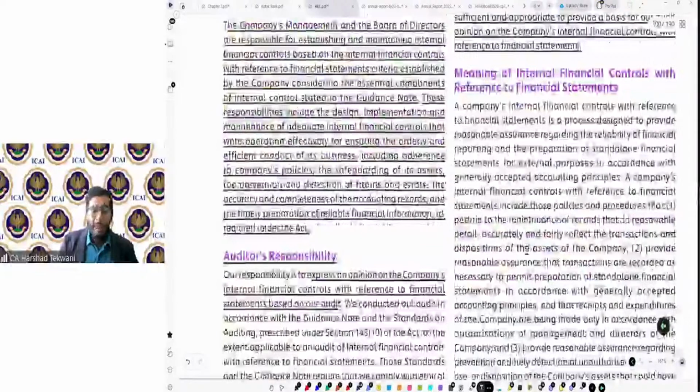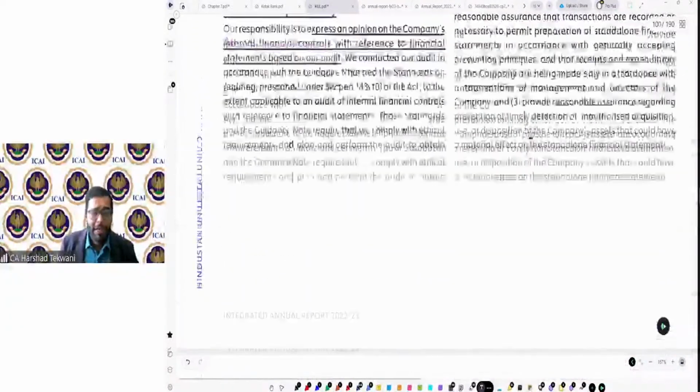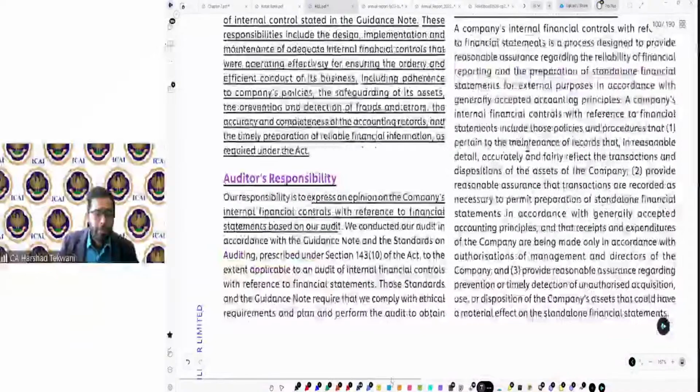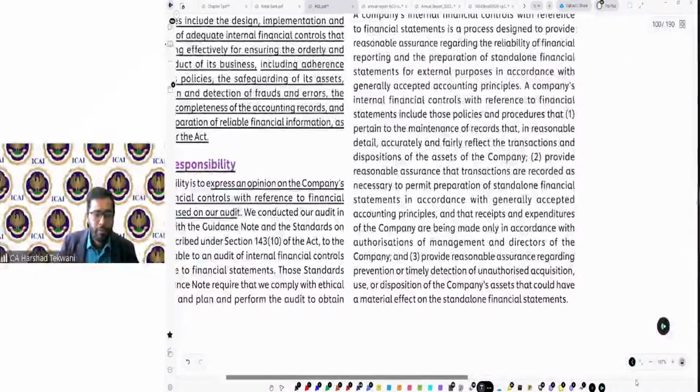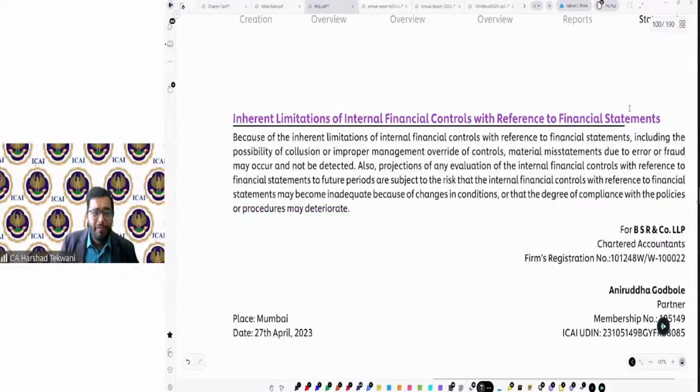And then the part where it is the meaning of internal financial control with reference to financial statement, to explain what is the internal financial control, in detail. And then you have an inherent limitation of the internal financial control with reference to financial statement. So possibility of collusion and improper management override of control. So these are the inherent limitations. By default, fraud risk.